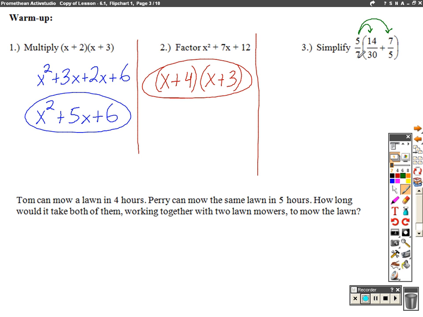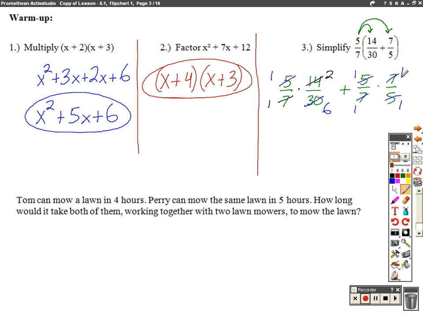So first thing that we're going to do here is we're going to distribute the 5/7 to both the 14 over 30 and the 7 over 5. Then I can cross reduce. 14 over 7 reduces to 2 over 1, and 5 over 30 reduces to 1 over 6. Over here, 5 over 5 just becomes 1 over 1. 7 over 7 becomes 1 over 1.